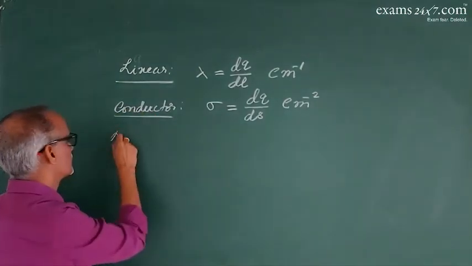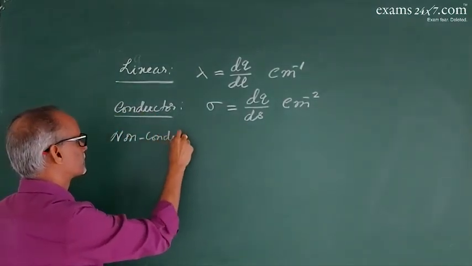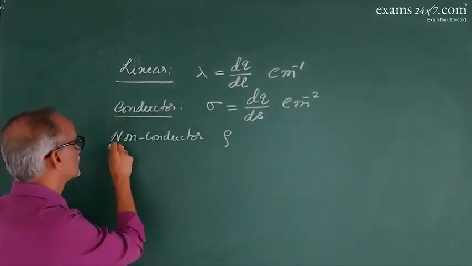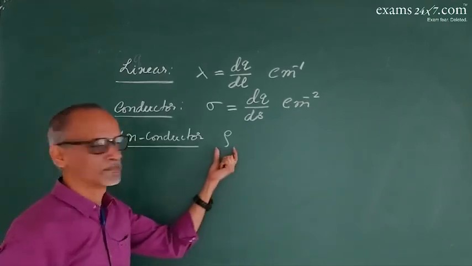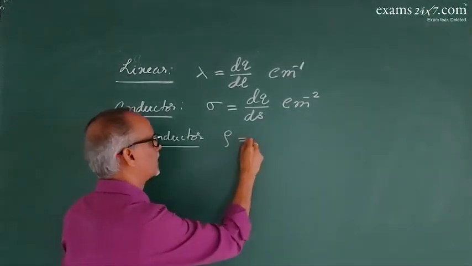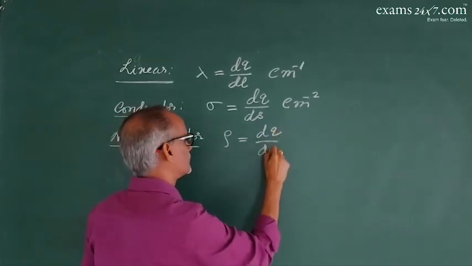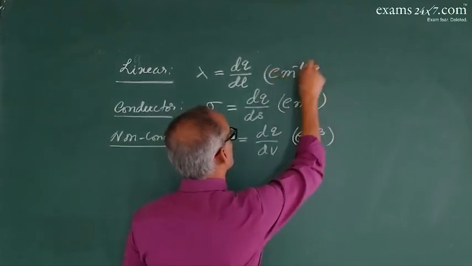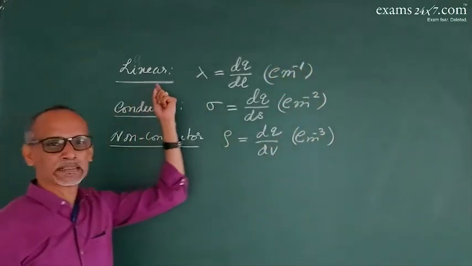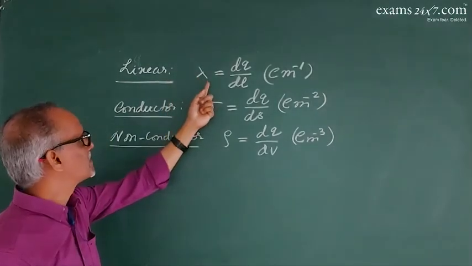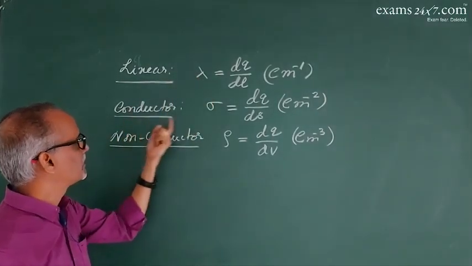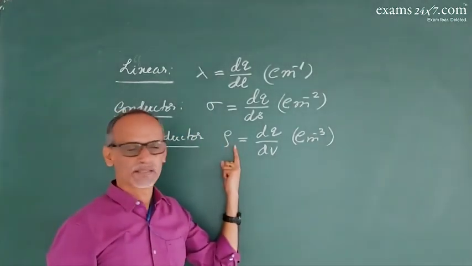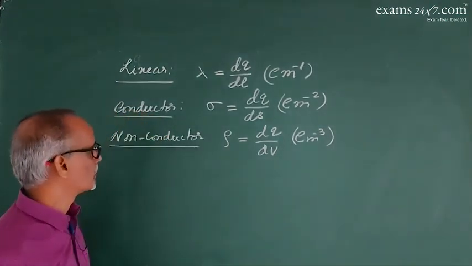And in the case of a non-conductor, we measure the volume density, rho, which is equal to charge per unit volume, and the unit is coulomb per meter cube. So for a linear conductor or a straight wire, we use linear density of charge. For a conductor of any shape, we measure surface density of charge, and in the case of a non-conductor, we measure volume density of charge, denoted by rho.